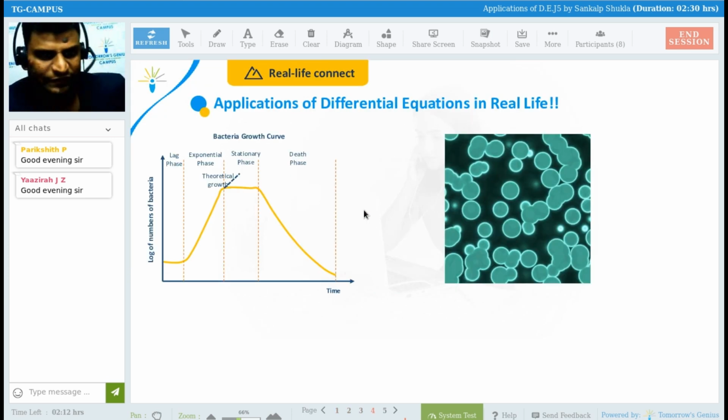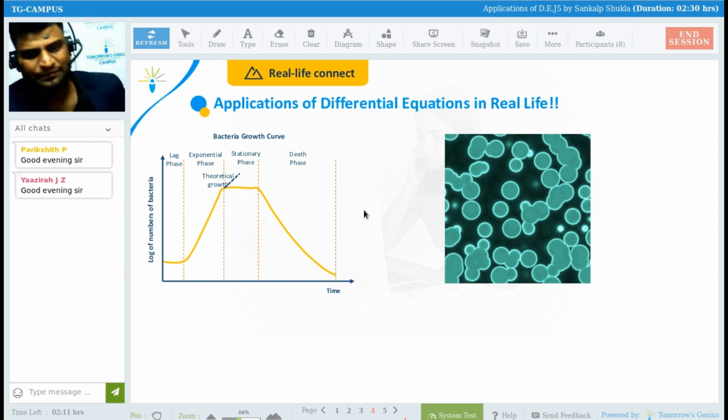Yes. Now see, this is the real life connect. Applications of differential equations in real life. Whatever the picture I was showing you, this is the graph behind that. Log of number of bacteria and time. Let's say k is the number of bacteria. So the log k versus time graph is this. So this is like this, okay?